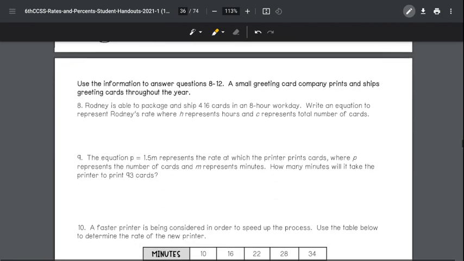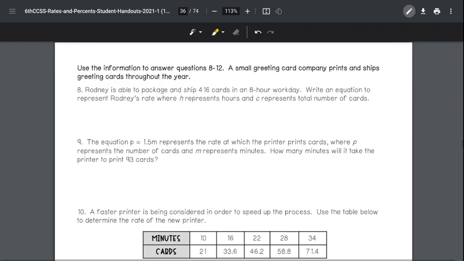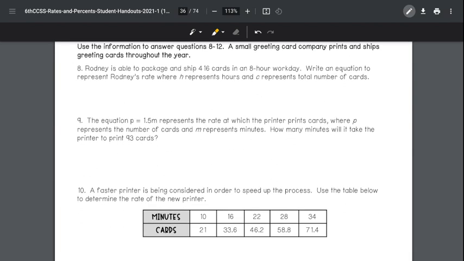Use the information to answer questions 8 through 12. A small greeting card company prints and ships greeting cards throughout the year. Number 8. Rodney is able to package and ship 416 cards in an 8-hour workday. So 416 cards in 8 hours. Write an equation to represent Rodney's rate, where H represents hours and C represents the total amount of cards.